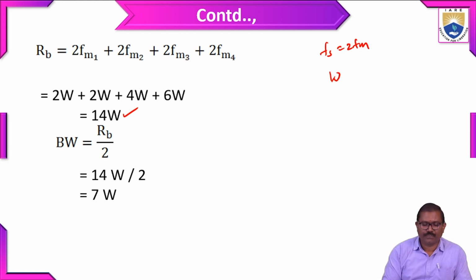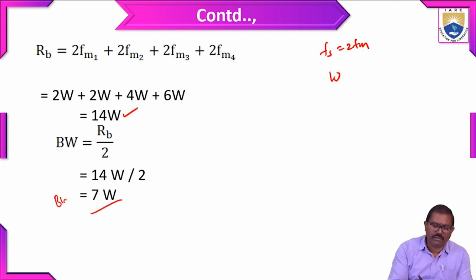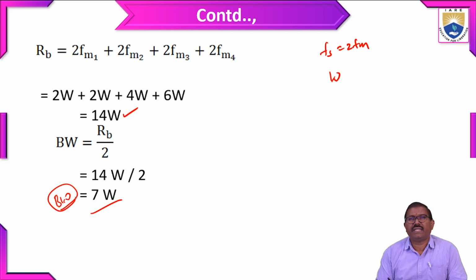Now what is the formula? Bandwidth is equal to RB by 2. We got RB as 14W, so 14W by 2 gives 7W. So this is the minimum bandwidth required for transmission of the TDM signal. So this is the problem to solve.